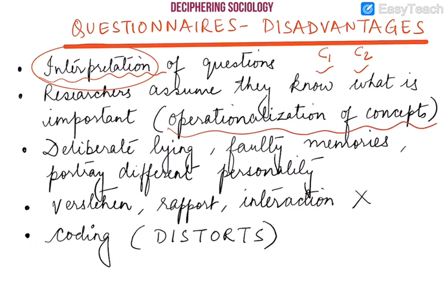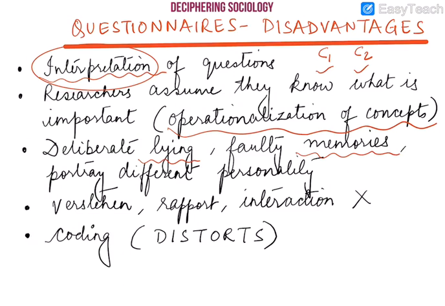The second point is operationalization of concepts. Here the researchers assume that they know what is important, that they know the particular features of the subject under study, but this might not be the same as thought by the candidate. The candidate may have a different opinion, a different point of view about the subject under study.